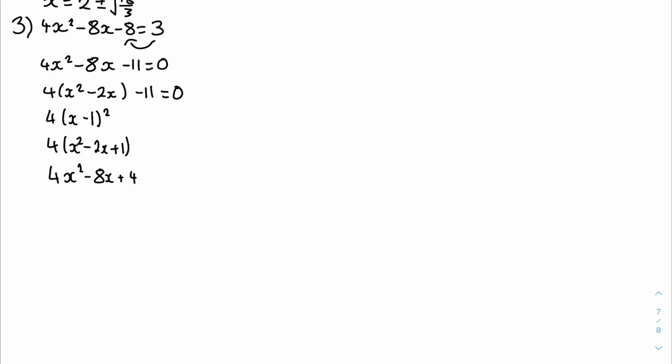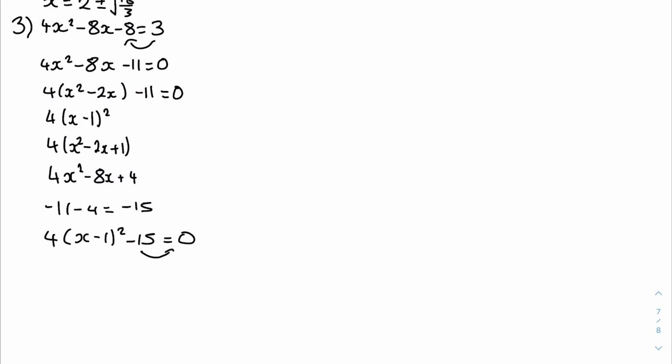Okay? And now we want to work out how can we get from 4 back down to minus 11. So we'll do minus 11 take away 4, which gives us minus 15. Okay? So that means we need to subtract 15 from our completed square. So it's going to be 4 bracket x minus 1 squared minus 15 is all equal to 0, as we had before. And now we want to solve it.